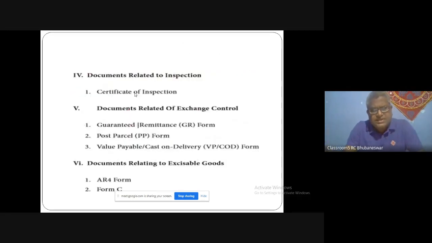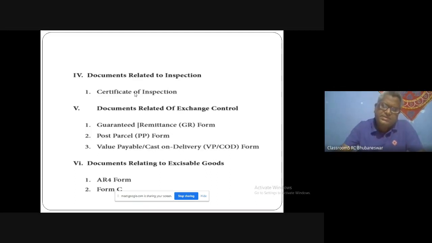But the question here is, why have I pointed out these documents several times? My dear students, listen, whenever a question comes related to the exporting of goods, you have to write first: these are the commercial documents, such as the commercial invoice, that are required. And for regulatory issues, these are the documents that are required.